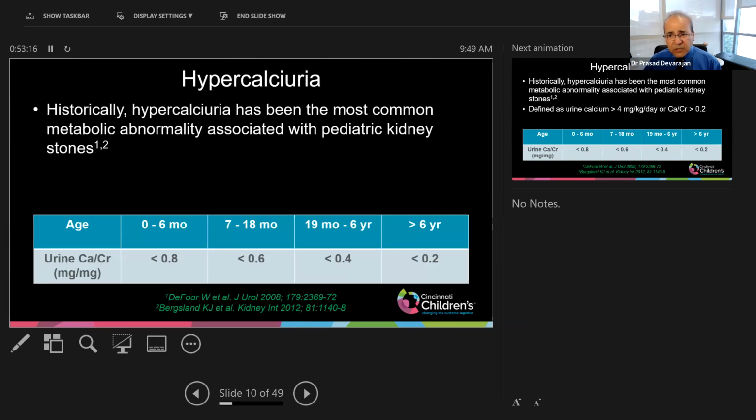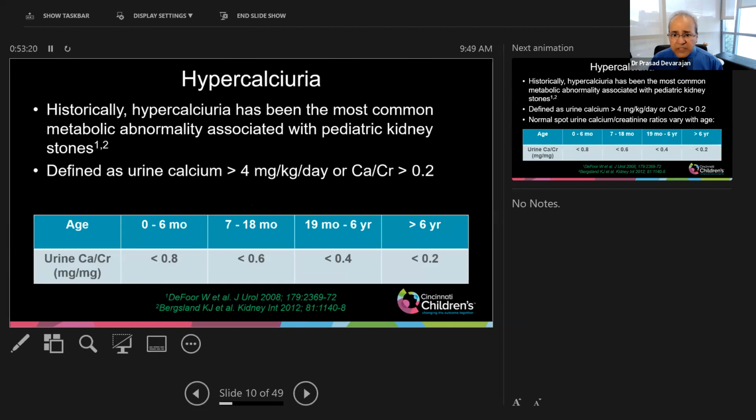Hypercalciuria, like I said, historically, that was the most common cause, not anymore. This is what we teach, urine calcium greater than 4 milligrams per kilo per day, or calcium to creatinine ratio of 0.2. So if we cannot collect a 24-hour urine, we can do just a spot urine and get a calcium creatinine ratio. And anything more than 0.2 is not normal in children or adults.